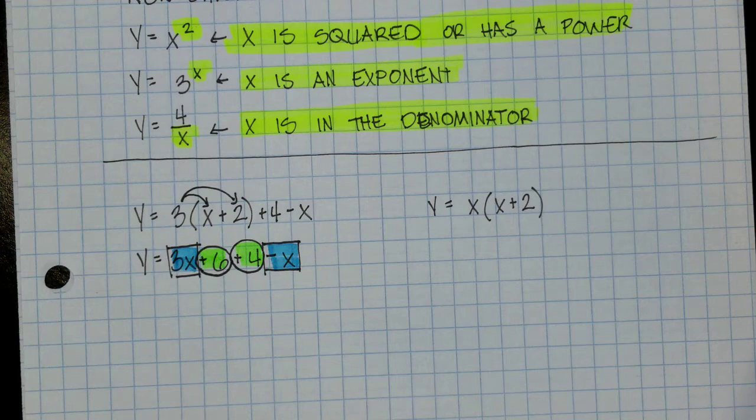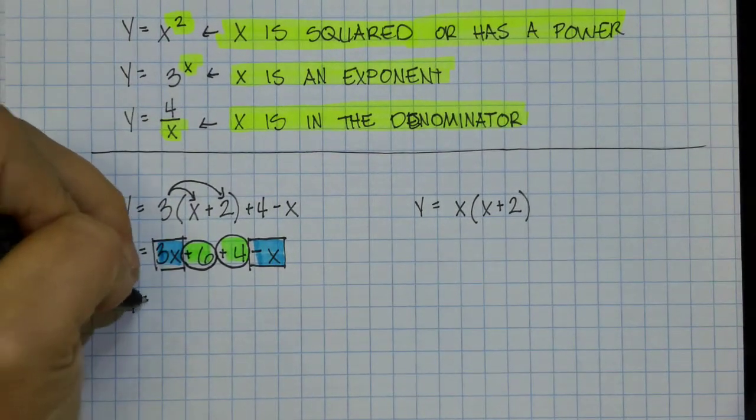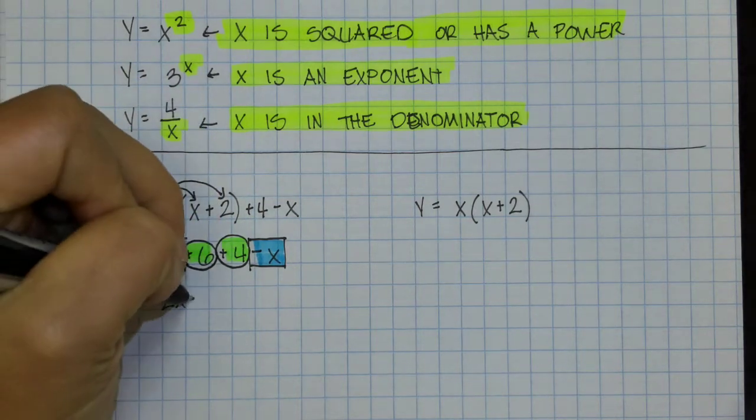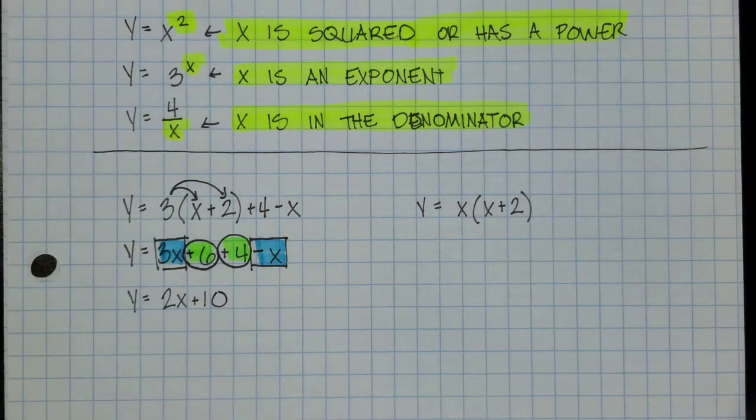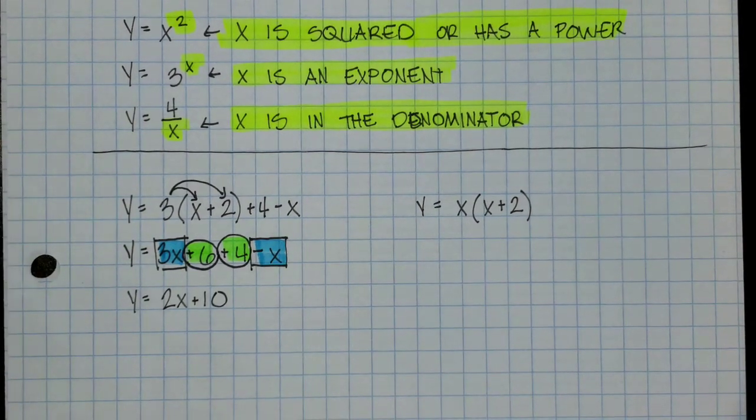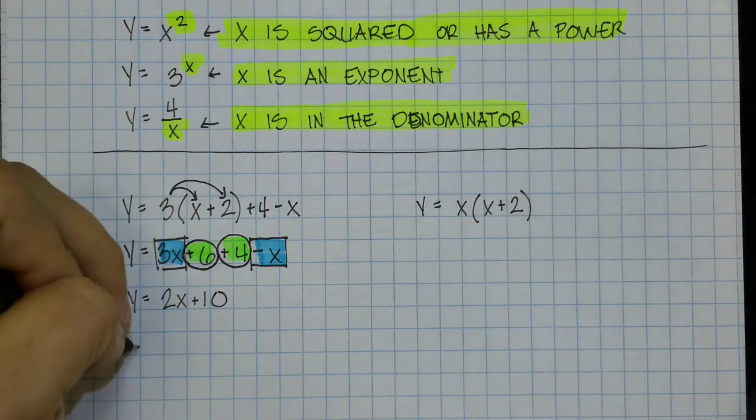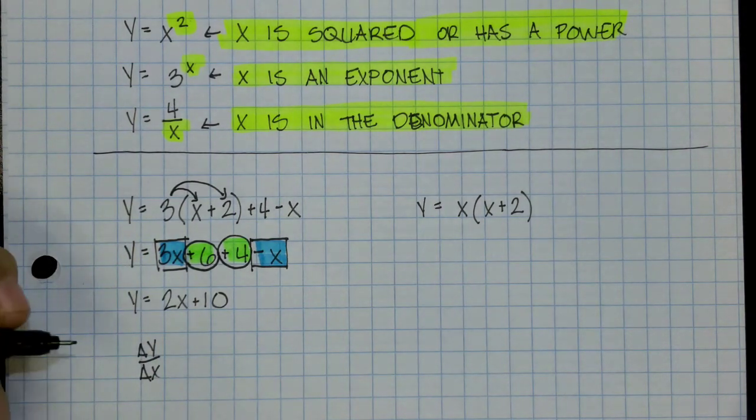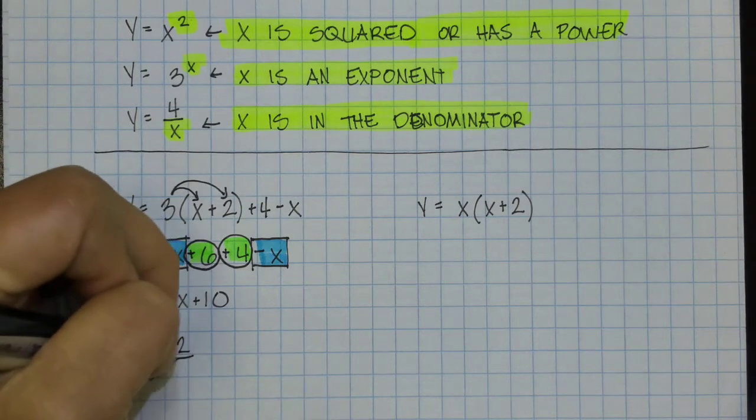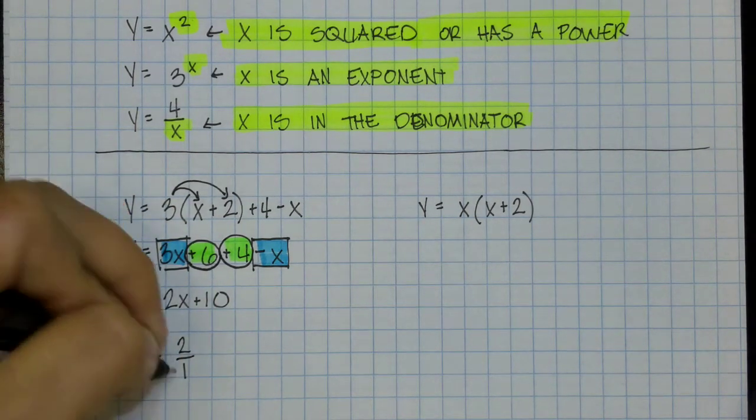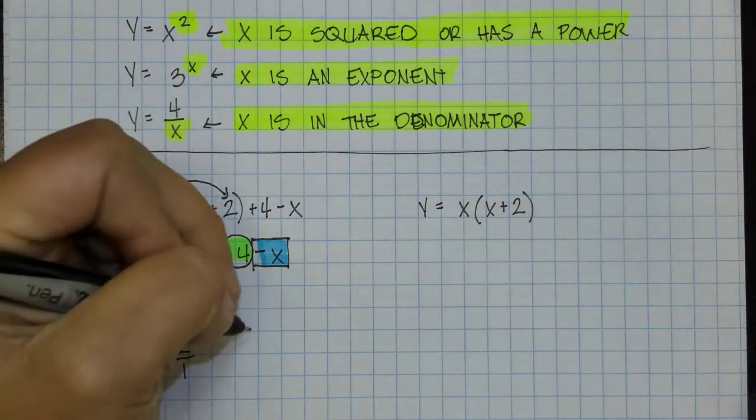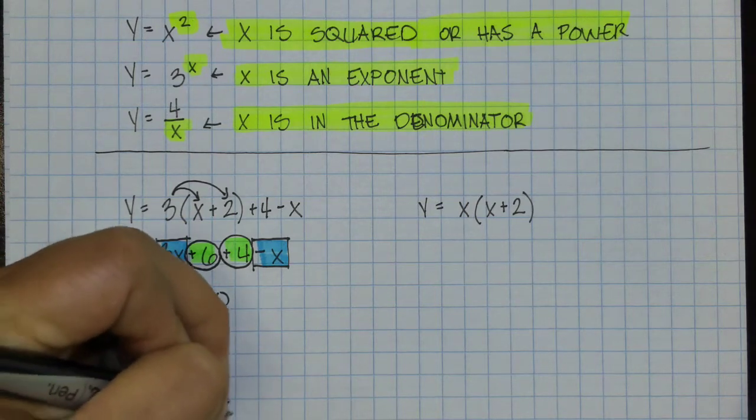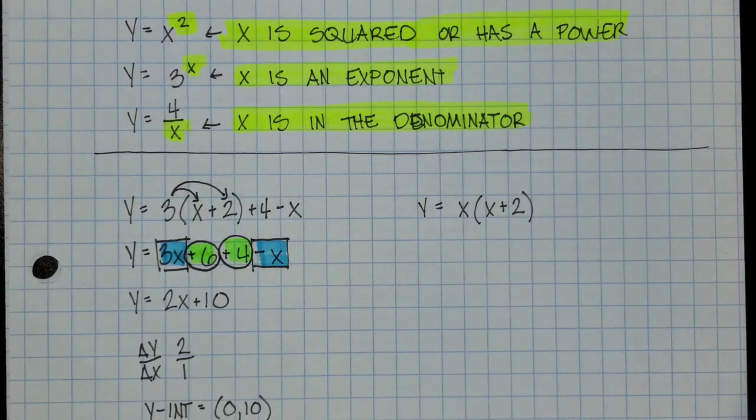Okay? Bringing this down, I've got y equals 3x minus x is 2x. 6 plus 4 is 10. Y equals 2x plus 10. And so if it's linear, let's go ahead and write the rate of change and the y-intercept. So the rate of change we show is change of y over change of x, and that is 2 over 1, because it's just 2, and divided by 1 is the same thing, so 2 over 1. And then the y-intercept equals coordinate pair 0, 10. Okay.